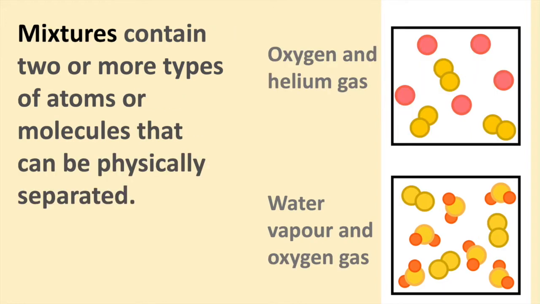Mixtures contain two or more types of atoms or molecules that can be physically separated. The diagrams that I have here show a mixture of oxygen and helium gas and a mixture of water vapor and oxygen gas. What you can see here is that the components of each mixture are not chemically joined.